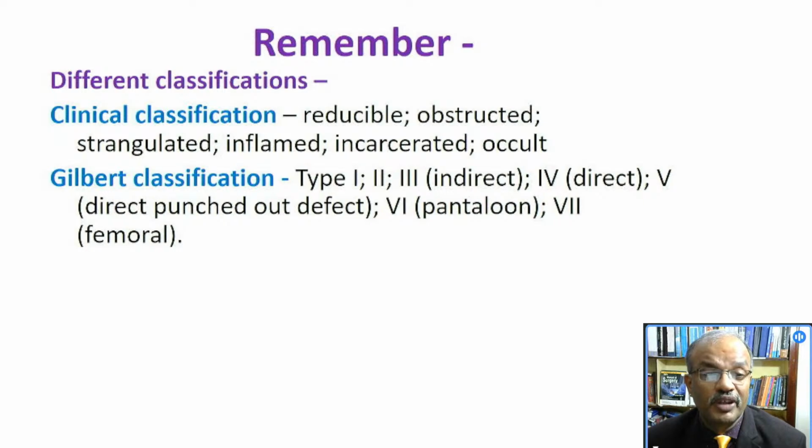Second, the Gilbert classification, the standard one. Types 1, 2, 3 are different indirect types. One is where the finger just snugly goes, second is where one finger goes, third is where two or more fingers go. Fourth is direct. Fifth is direct puncture defect. Sixth is recently added, double hernia, a modification of Gilbert, of course not that recent. That is a double hernia, pantaloon hernia, dual hernia, and seventh is femoral. So the Gilbert clinical classification you should remember.